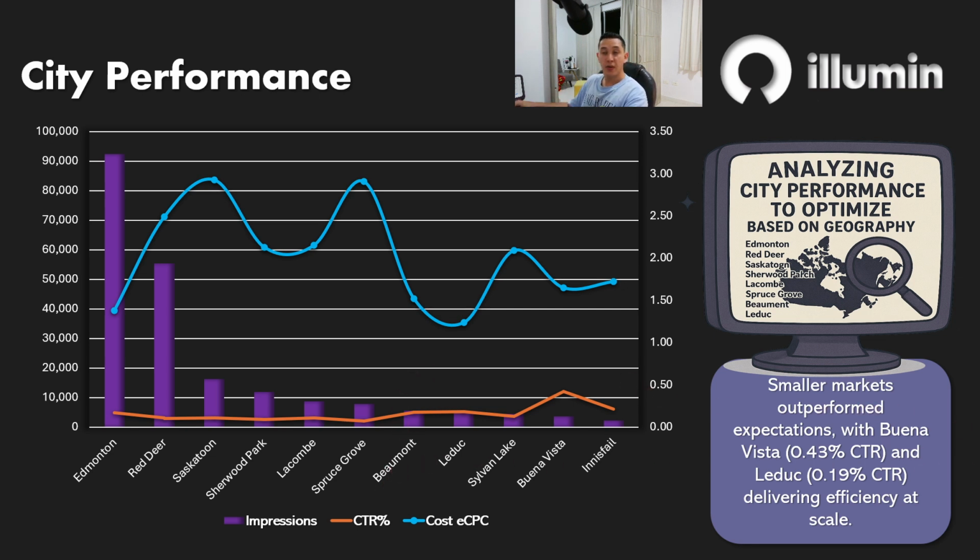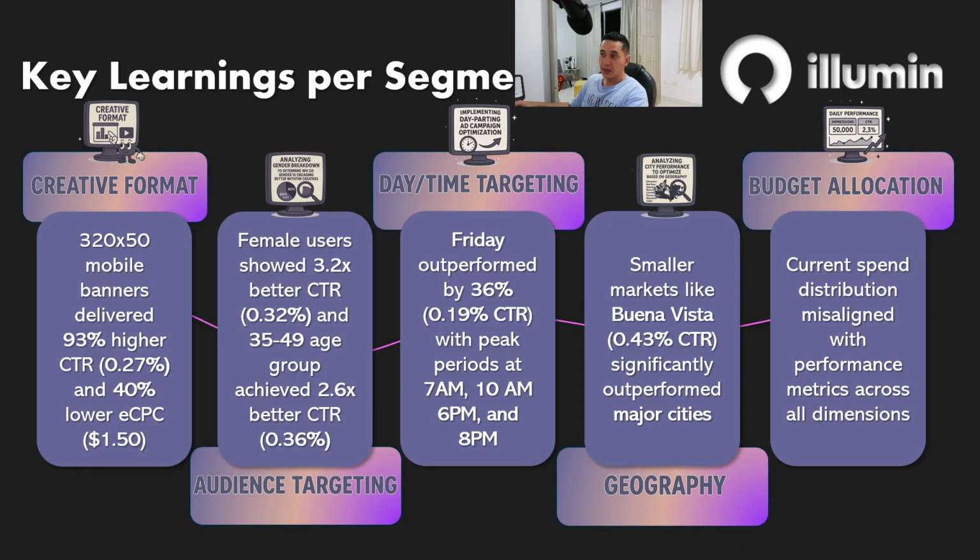So now that we've identified different optimization opportunities across multiple dimensions, let's see how they combine into a comprehensive strategy, because we want to optimize the campaign and bring even bigger and stronger results, right? So let me take you there. Here's a view of our key findings across all the dimensions. We have the creative format, the audience targeting, the daytime targeting, the geography, and the budget allocation. Each of these represents a significant optimization opportunity.